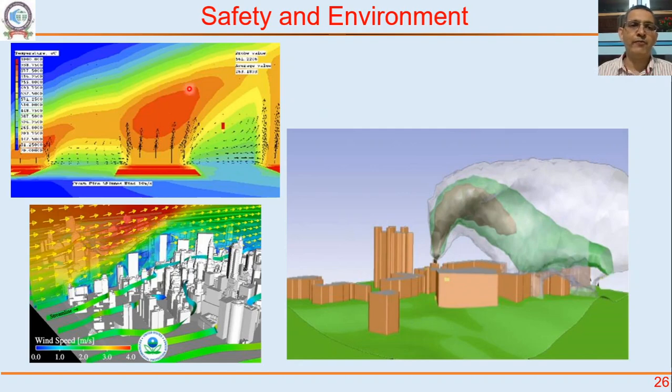Safety and environment, like a fire. Suppose a fire is there, how the temperature spreads. Suppose there is a wind in some direction, what the temperature profile will look like, whether there is any danger to the subsequent equipment here, or there is a pollutant being released, how that will get dispersed, which area will be affected, how the wind pattern around the buildings will influence the dispersion. Everything can be calculated from the microscopic balances.